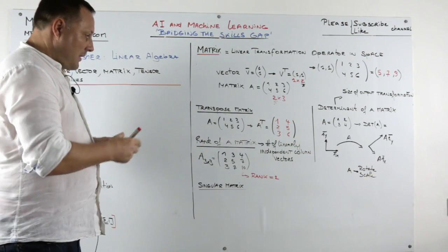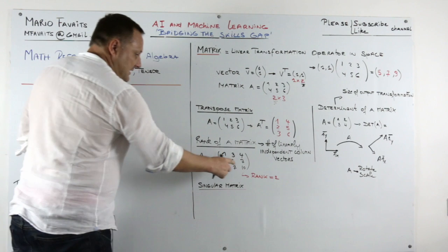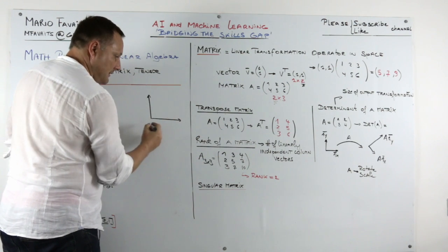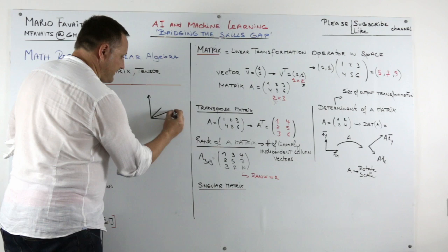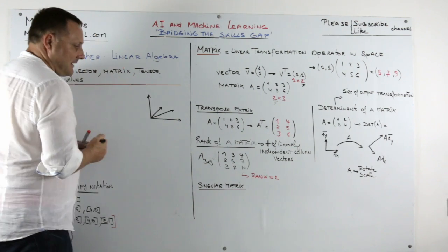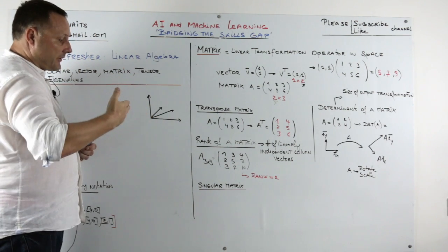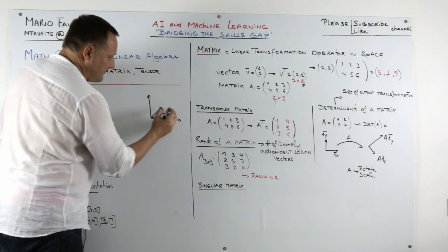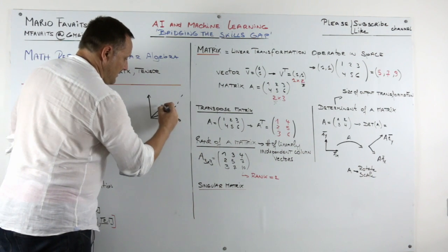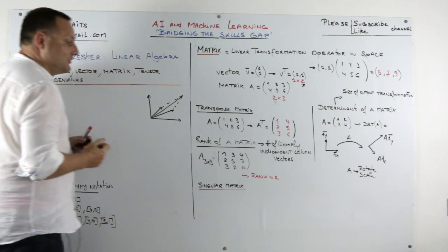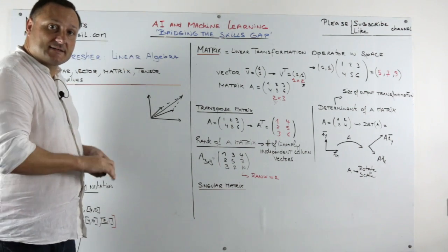Why is that? Well, you have 2 vectors in 2-dimensional space. You have one vector, the second vector. And the third vector is not a third dimension sticking out of the board. It's just the sum of the first 2 vectors. So you remain in 2-dimensional space.